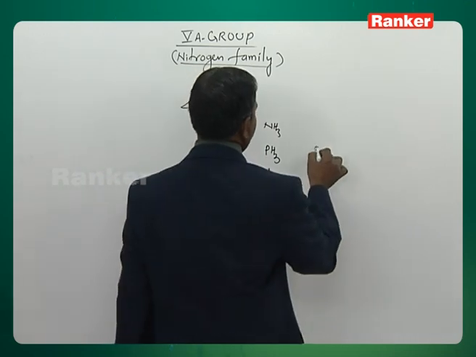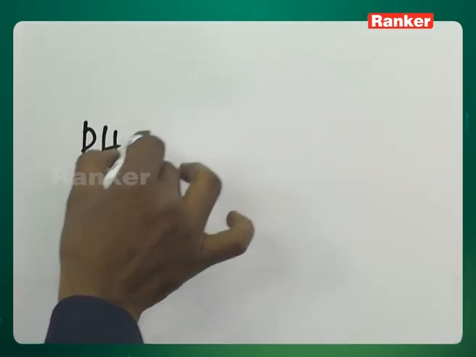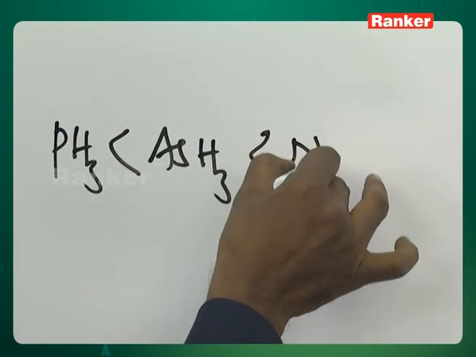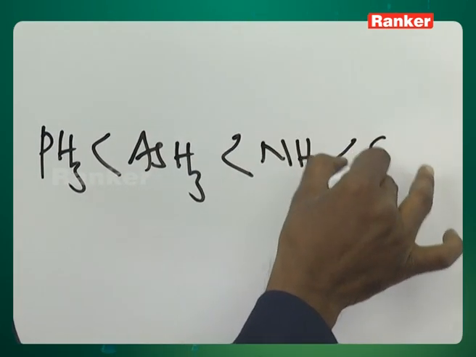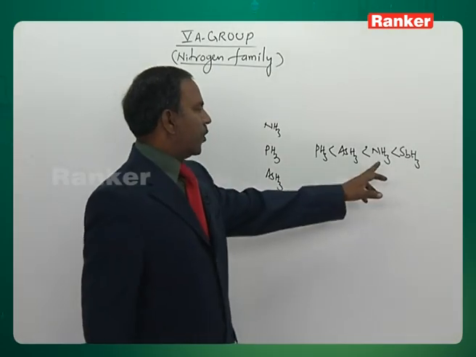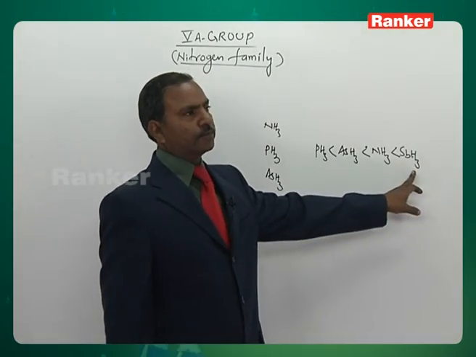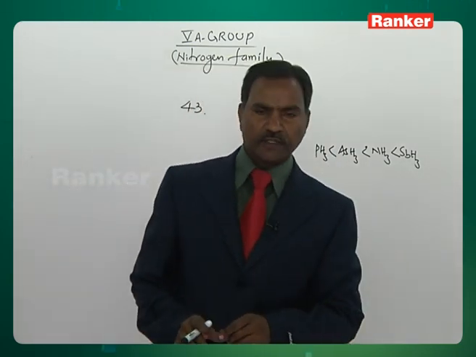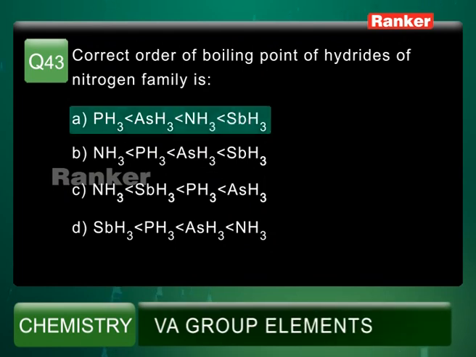Phosphine is less than arsine is less than ammonia is less than SbH3. Ammonia is less than only SbH3. So this is the actual order of boiling points of 15th group elements. Therefore, question 43 answer is A.